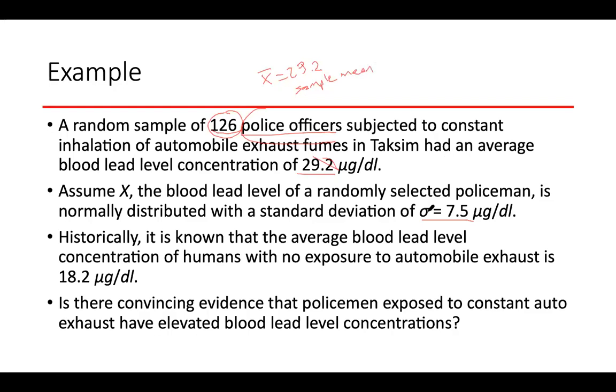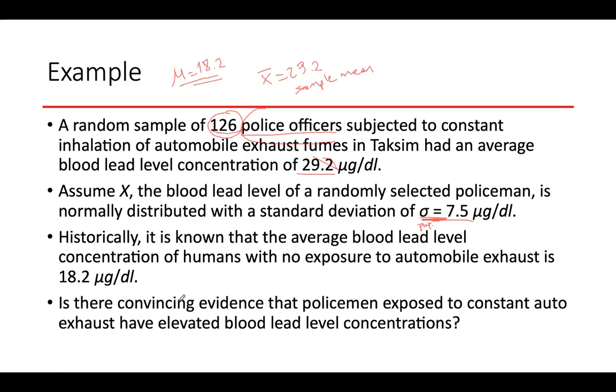So how about this one? This is the population standard deviation, right? It is given to me. It is already known from previous observations. Historically, it's known that the average blood lead level concentration of humans with no exposure to automobile exhaust is 18.2. It is mu equals 18.2, right?